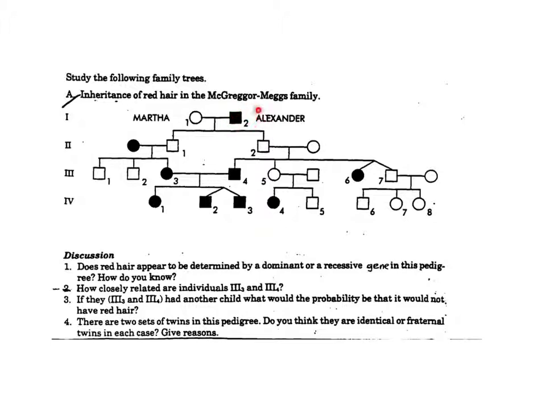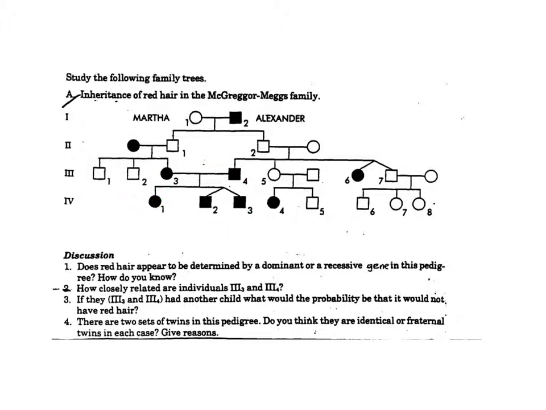So Alexander has got red hair. His wife Martha did not. They had two boy children. They both got married. This boy got married to a girl with red hair. They had two boys which didn't have red hair. They had a girl who did have red hair. She married a boy with red hair. They had three children, twins there, which are both boys, and a girl, all had red hair.